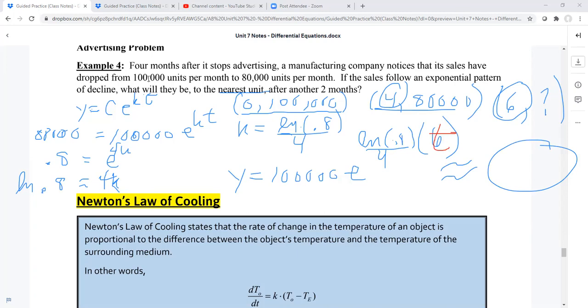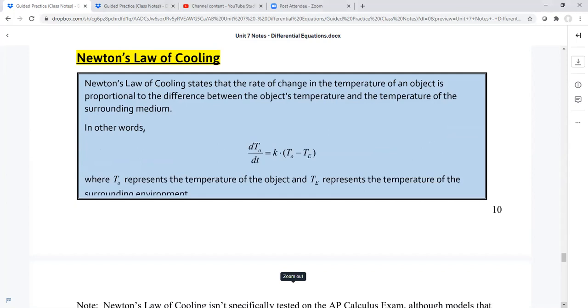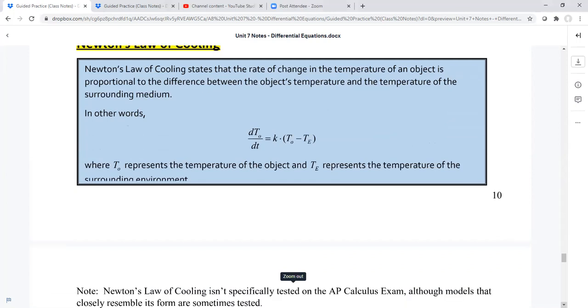Okay, we're going to go on to Newton's law of cooling. So Newton's law of cooling is how things in a room cool based on everything around it. So like a bowl of soup, coffee, something you cooked, a pizza coming out of the oven, all that kind of stuff. And it comes to this formula right here that the change in the temperature, and that dT means the temperature of the object.